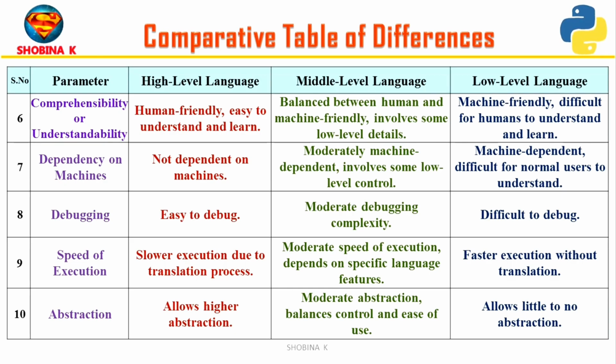Next up, we have debugging. High-level language is easy to debug. That is, identifying and fixing errors in the code is easy. In assembly language, we have a moderate complexity in debugging, whereas in machine language, it is difficult to debug.